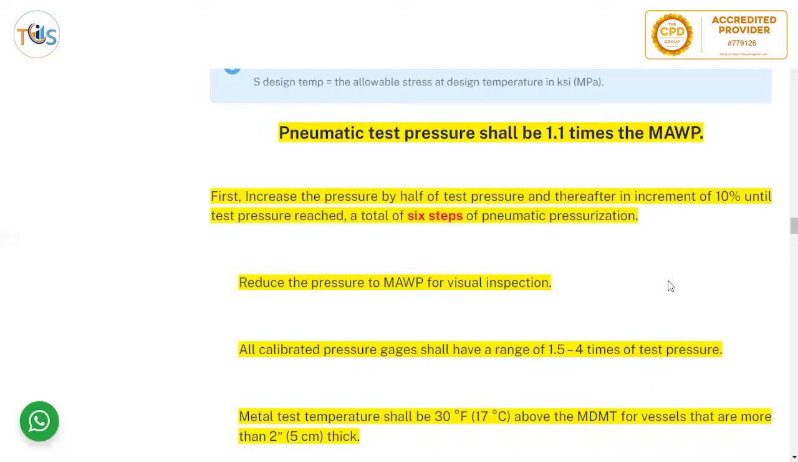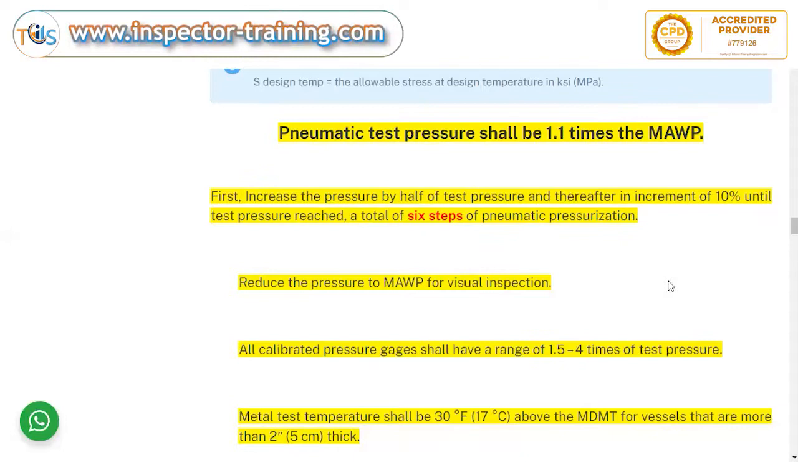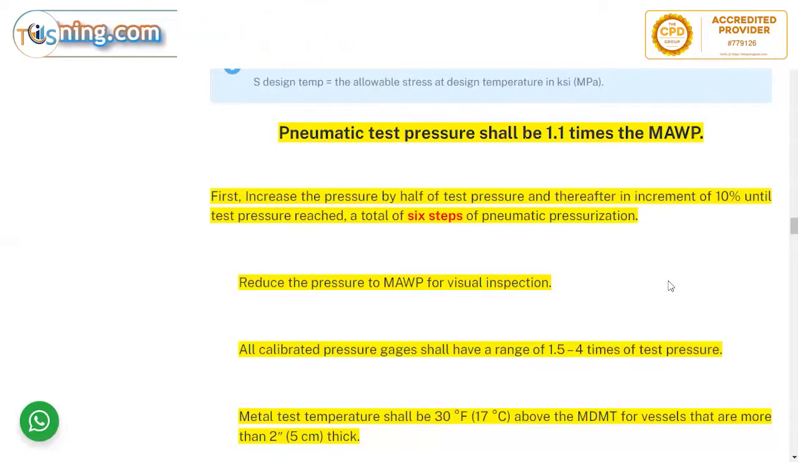So for that reason, you first pressurize up to half of the test pressure, and then you increase it in steps of 10%. So you have 50%, and then a 10% increase each step until 1.1 times the maximum allowable working pressure is applied. So the total would be 6 steps. This could be a potential exam question asking how many steps there are for pressurizing in a pneumatic test.